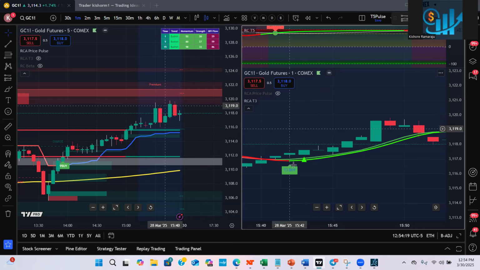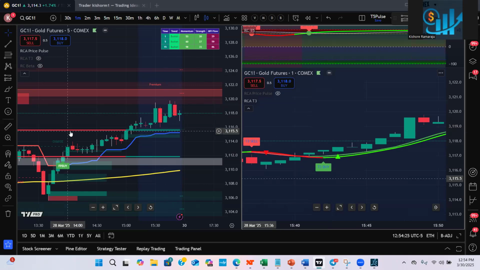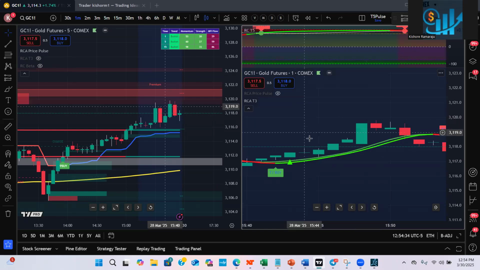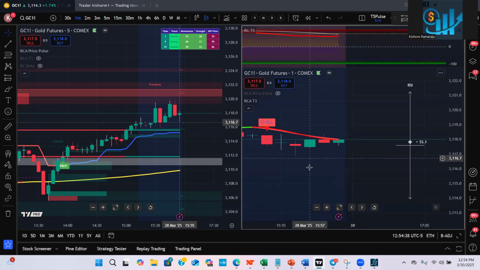I am just adding one more thing. Earlier, what I was doing is whenever you get a buy, then in 1 minute you used to wait for the candle to come to the T5 line, then again go up. Again, when you make profits, again price will come down, again it will go up.